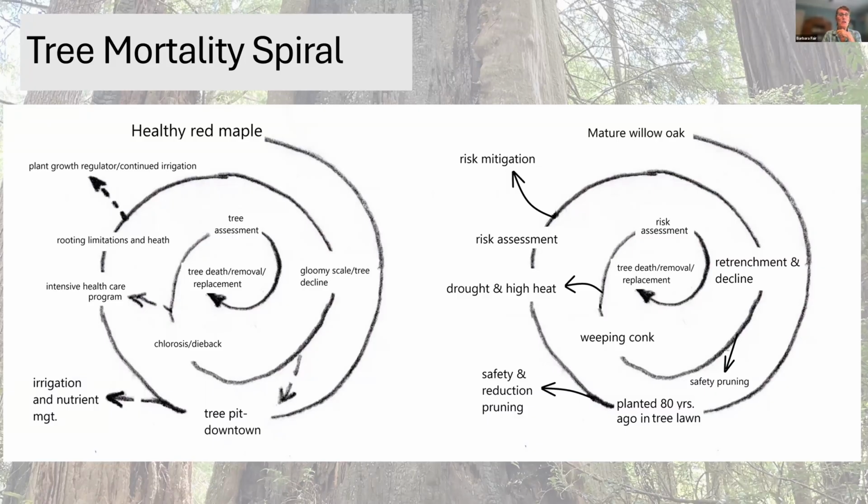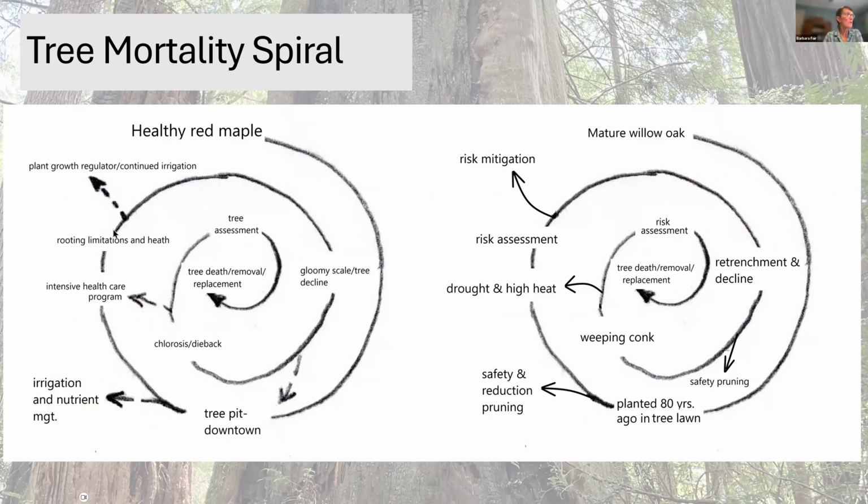Why is it inappropriate? Well, because you're planting this healthy red maple into a tree pit. And what you see happens is as you go around, you plant it in this tree pit, right? If you irrigate and possibly manage nutrients, that tree can still survive and do okay. You might have to impose an intensive health care program for that tree. You have to factor in those root limitations. Maybe there's a plant growth regulator or continued irrigation that can take it off of that mortality spiral.